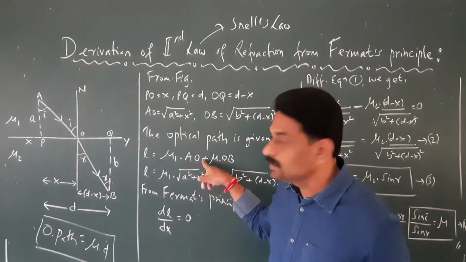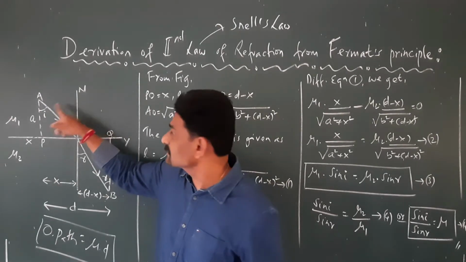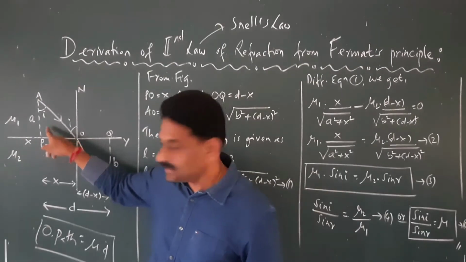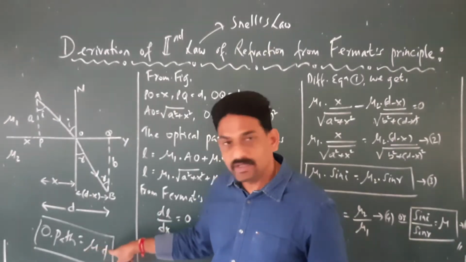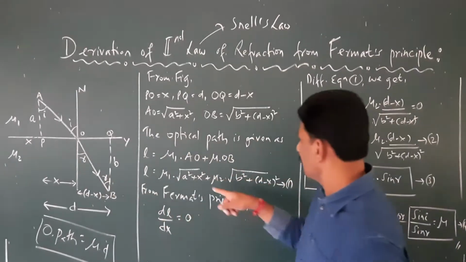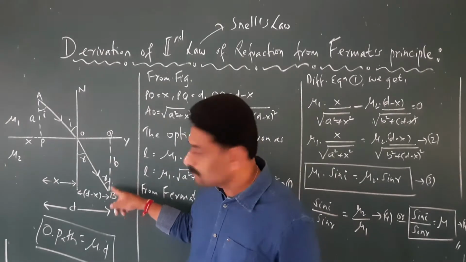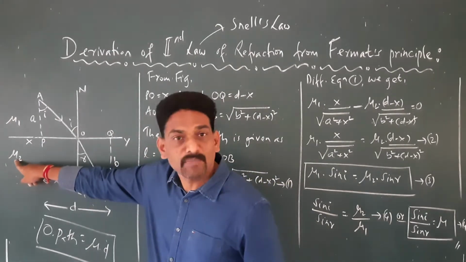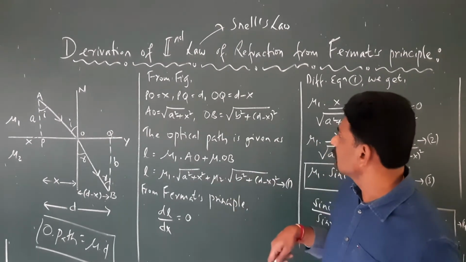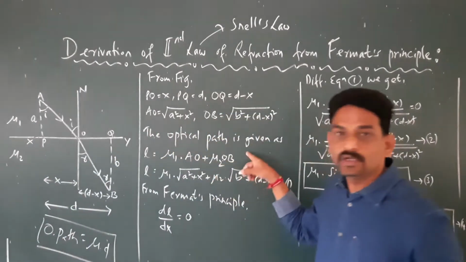Why mu1 into AO? The ray is traveling a distance AO in this medium of the refractive index mu1. So mu1 is the refractive index of this medium. Therefore as per the optical path it is mu into d, right? So therefore mu1 into AO plus it is undergoing refraction along OB. But what is the refractive index of this medium? It is mu2. It's going to be mu2 into OB.